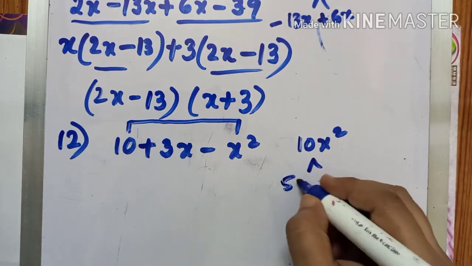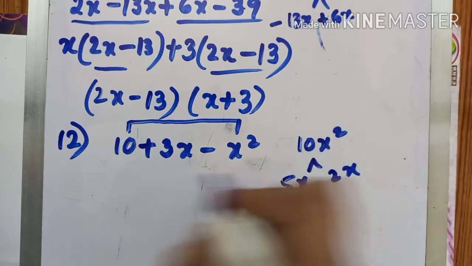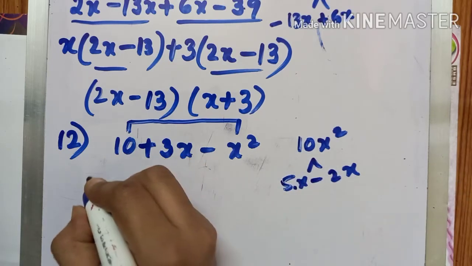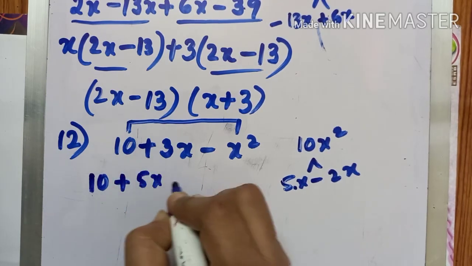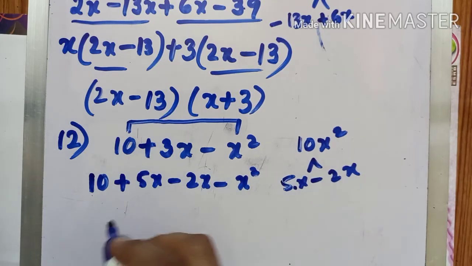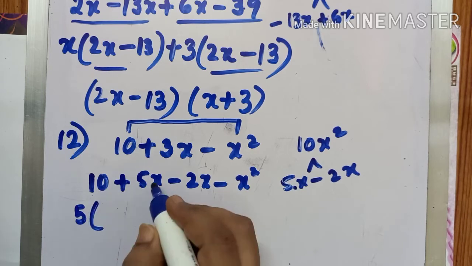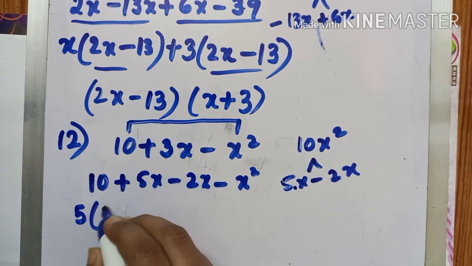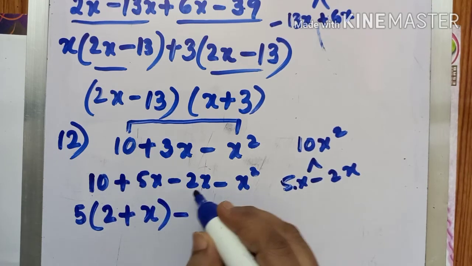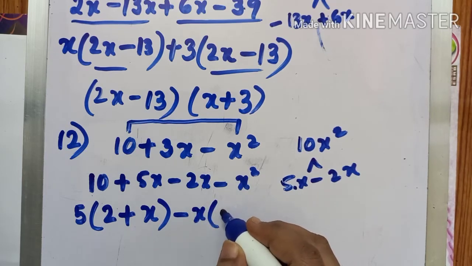So 5x and 2x: 5 2s are 10, x into x is x square. Then 5x minus 2x will give you plus 3x. So 10 plus 5x minus 2x minus x square. Now 10 plus 5x, what can you take common? 5 you can take common here, because x is not there. So 5 2s are 10, plus 5 already taken, 2 plus x you will get. Minus here 2x minus x squared, so x you can take common and here you will get 2.